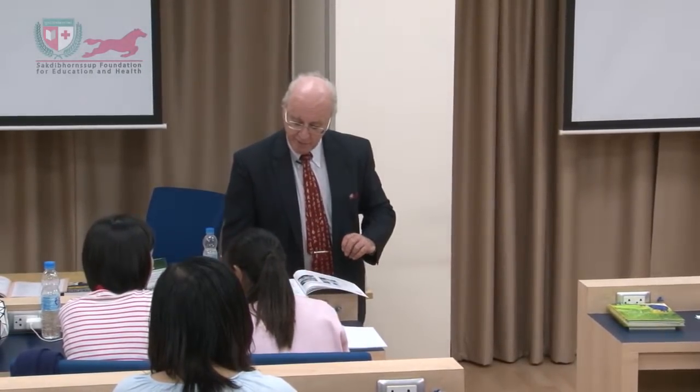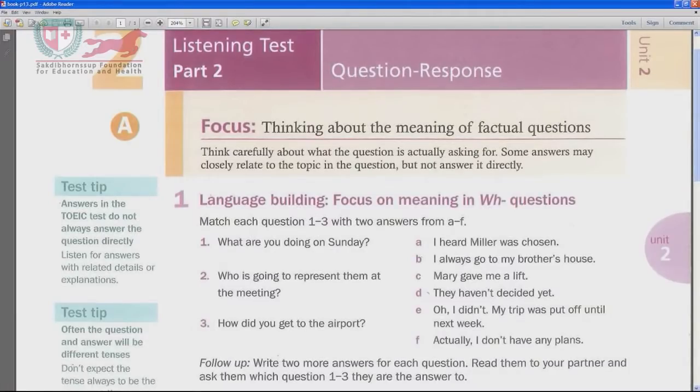Right, so who's going to represent them at the meeting? A, I heard Miller was chosen. Miller is going to represent them. Miller will go and talk for them and take the answer back to them. The other answer? D, they haven't decided yet. Right, they haven't chosen a representative. They haven't chosen one person to represent them.